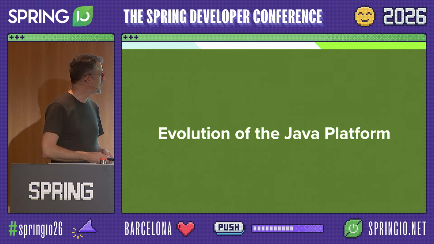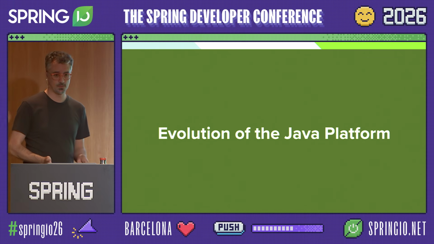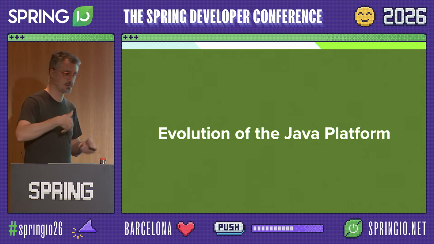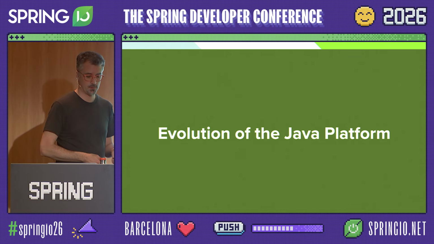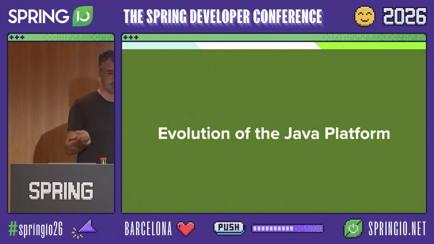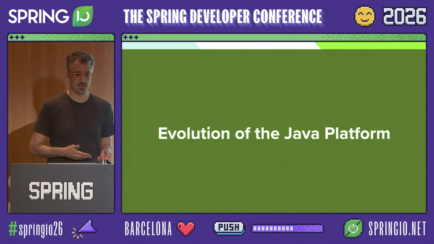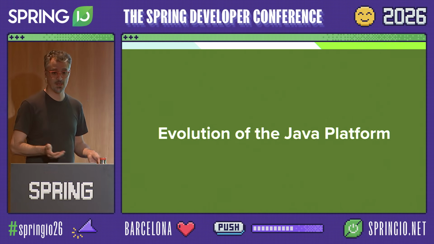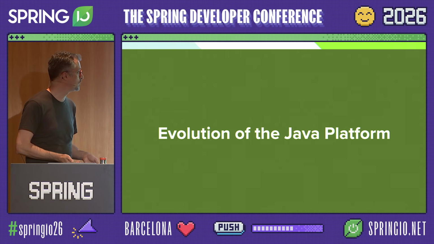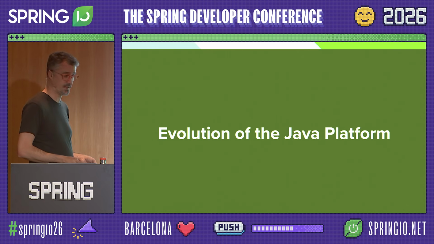Okay, and the last part is the evolution of the Java platform. JSpecify is cool, but it's still a bunch of annotations with a specification that was created pragmatically by some enterprises. What about getting the Java platform to support nullability like Kotlin does? The good news is that there is an ongoing effort for that.